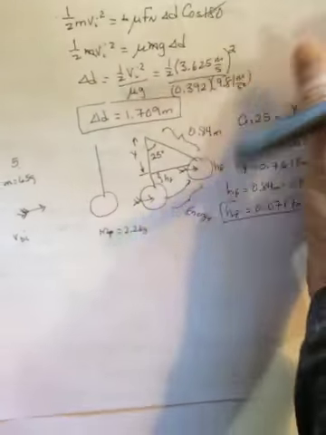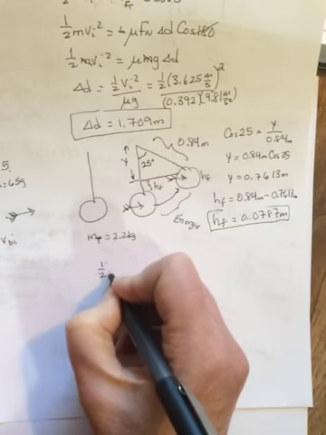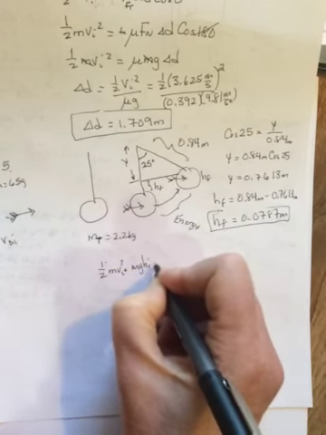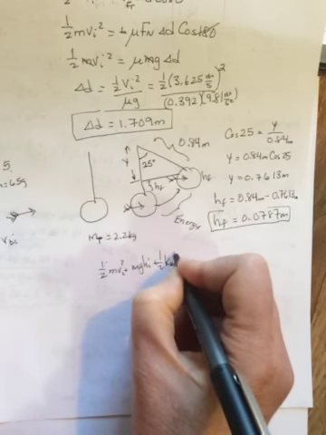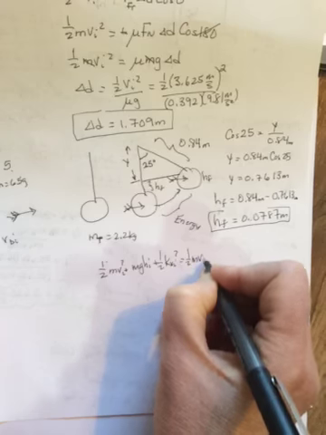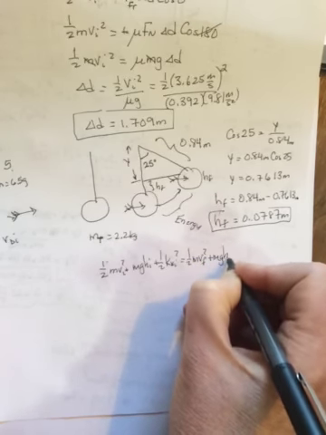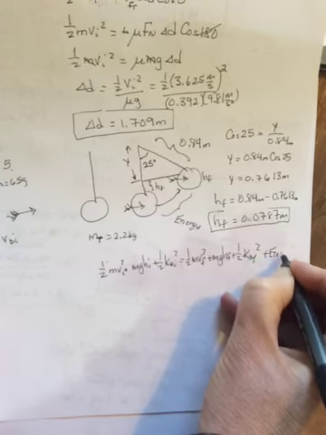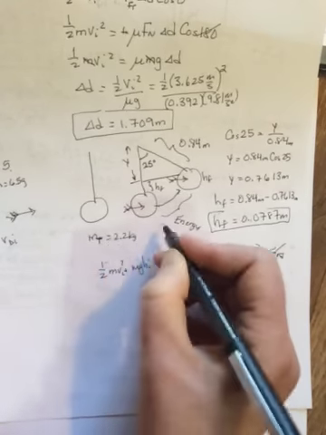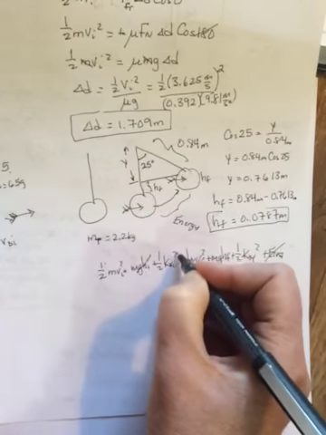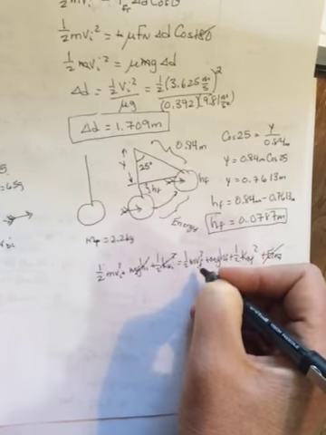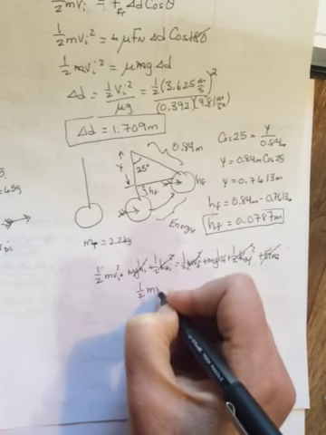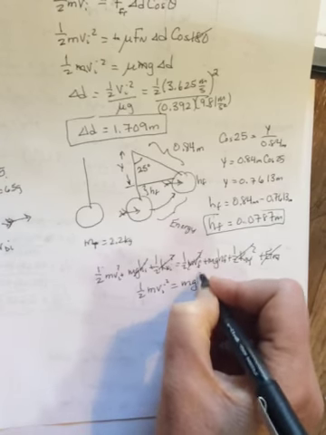Okay, so now we do energy. 1/2 m v initial squared plus m g h initial plus 1/2 k x initial squared equals 1/2 m v final squared plus m g h final plus 1/2 k x final squared plus E lost. So initially, as it goes to swing up, it has a speed but no height and no spring. When it reaches its maximum height, no speed but a height, no spring. So we have 1/2 m v initial squared equals m g h final.